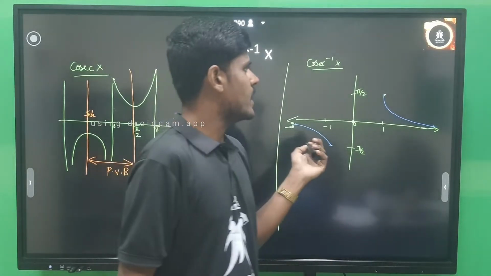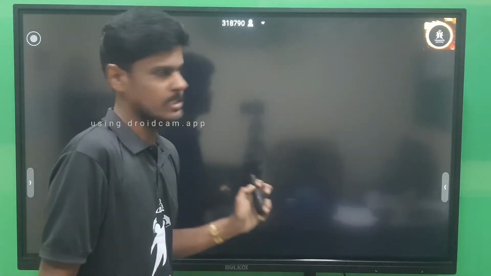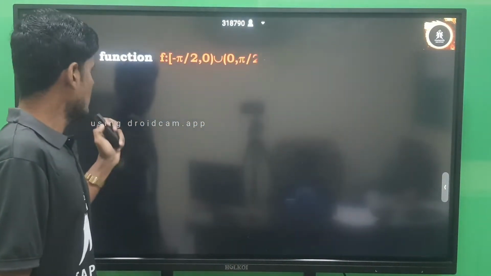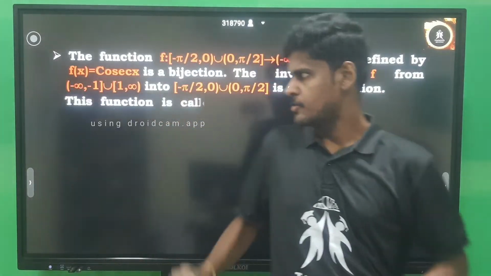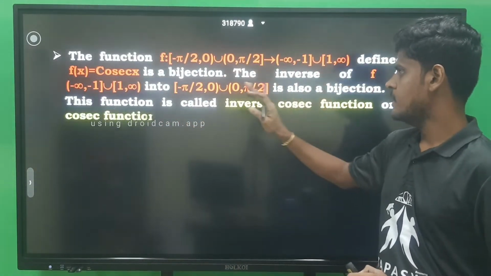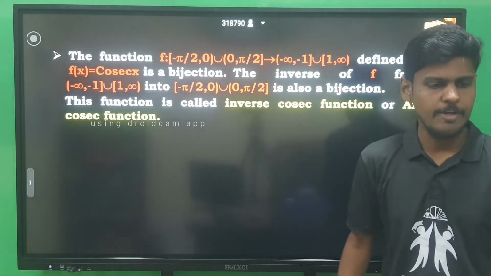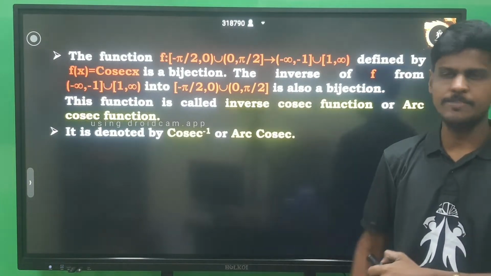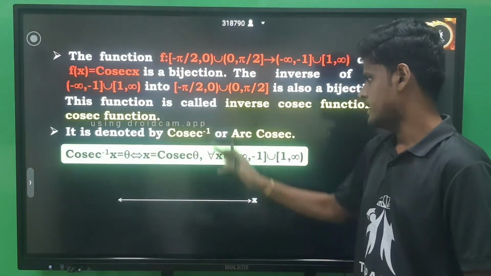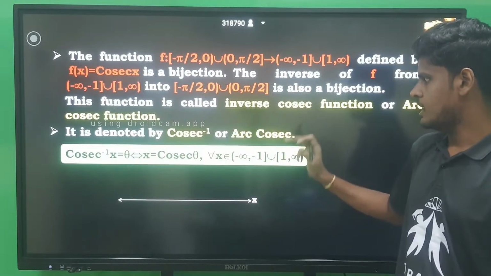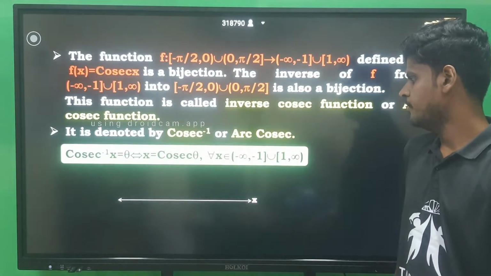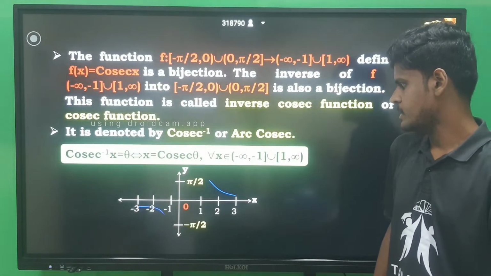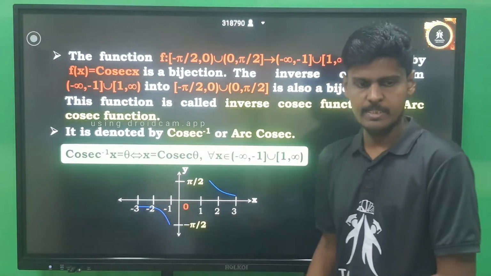This is how we should plot the graphs of inverse functions. So first we need to restrict the domain and plot the graph of the inverse function. It is the same procedure for all the 6 functions. Again, it is given by either cosecant inverse or arccosecant. The graph is given like this.